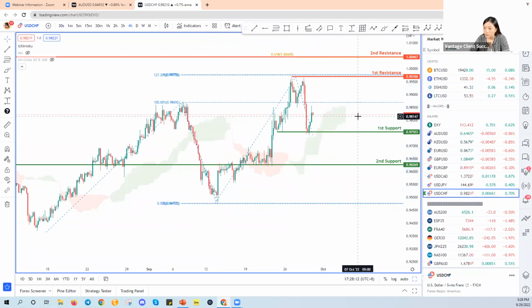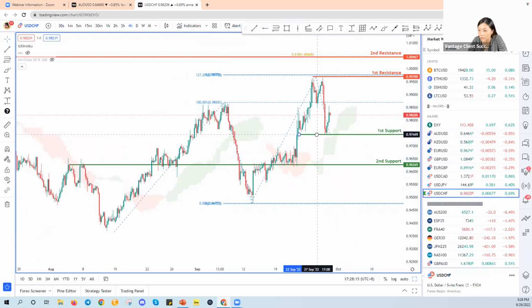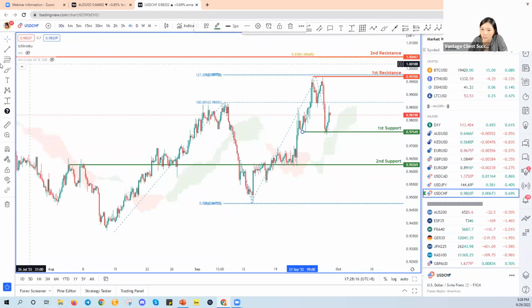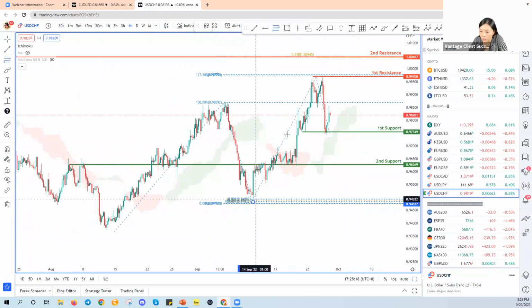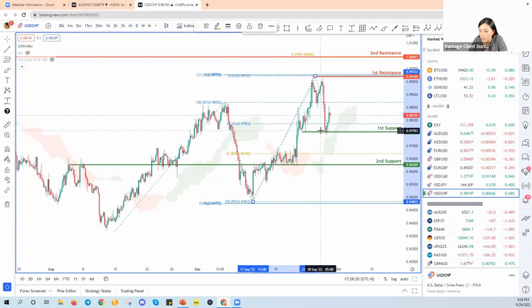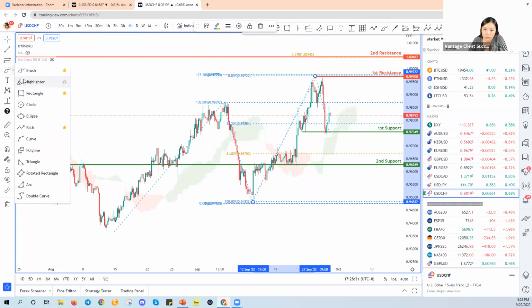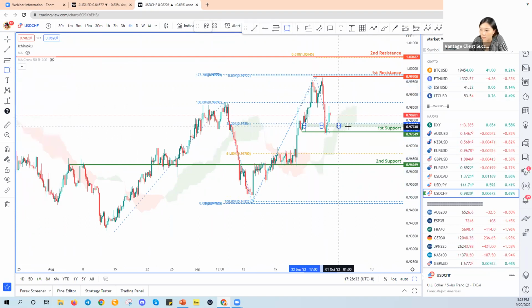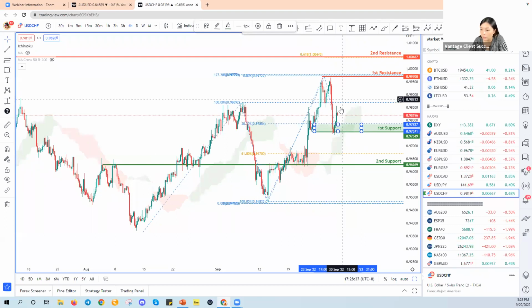Okay, so my first support, this is my first support here. It's somewhat within my 38.2 range, it's like 30 pips off. Okay, but anyway, this will be the zone that I'll be looking at for my first support. Prices come down again before it bounces up. Okay, first support. Second support is here.